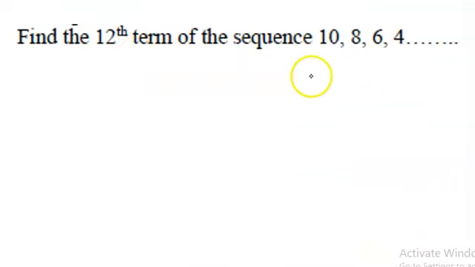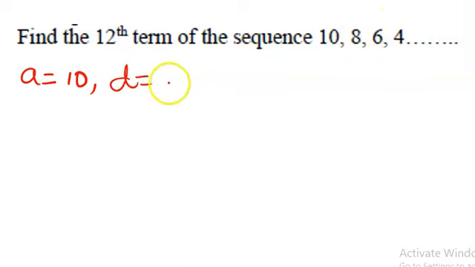Let's take some examples. Find the 12th term of this sequence. The first term of the sequence is 10. And let's see the common difference. The common difference is always the current term minus the previous one. So 8 minus 10 is minus 2. 6 minus 8 is minus 2. So the common difference is minus 2.